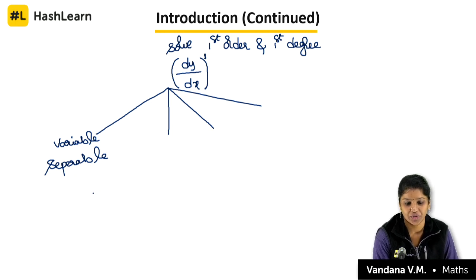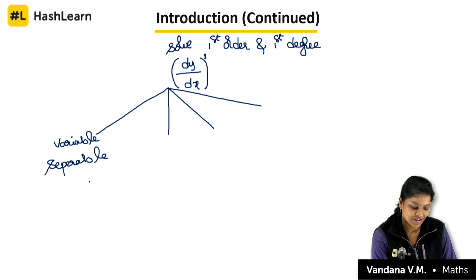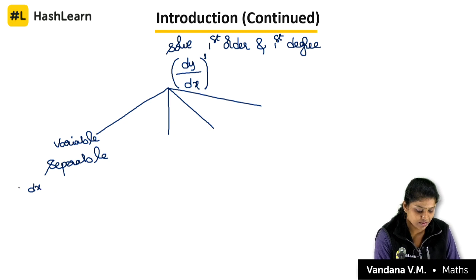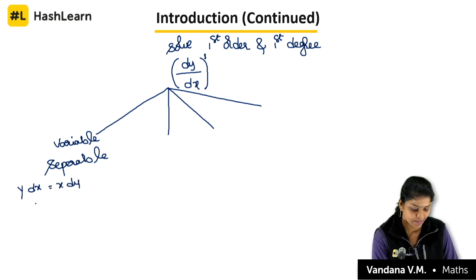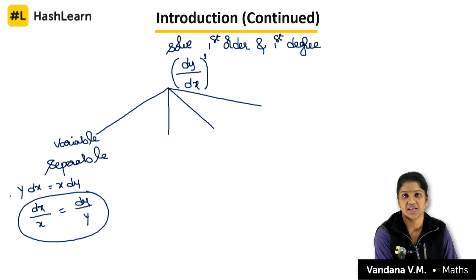Okay, not an issue. Hello Kushi. Hello Bhanu Pratap. Okay. So where we can separate the x terms and y terms, like y dx is equal to x dy, something like this. Here I can bring all the x terms one side, all the y terms other side. This is called the variable separable method, where I can separate it.